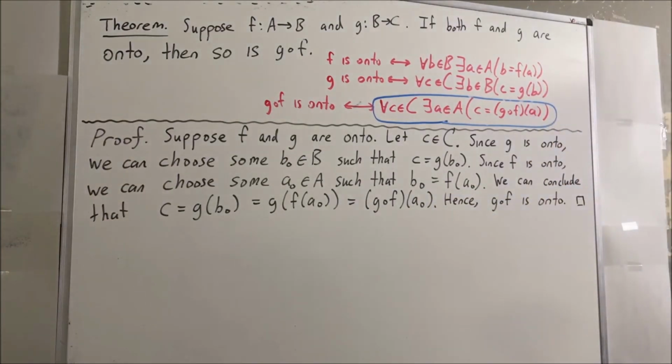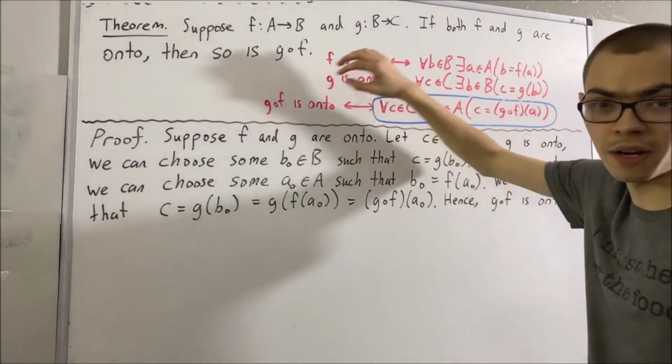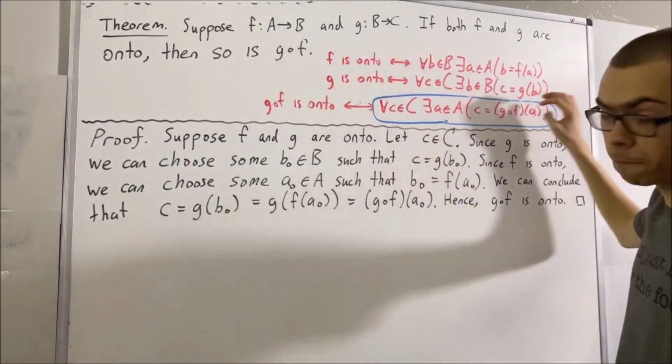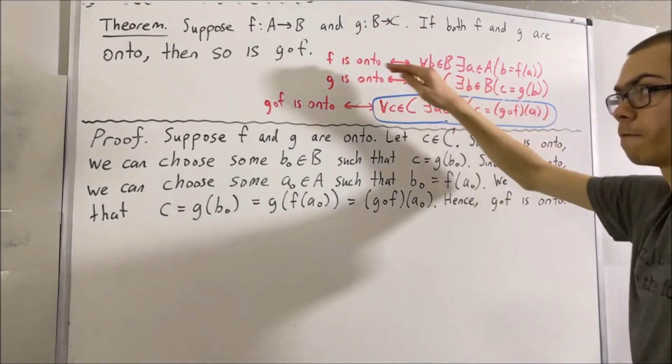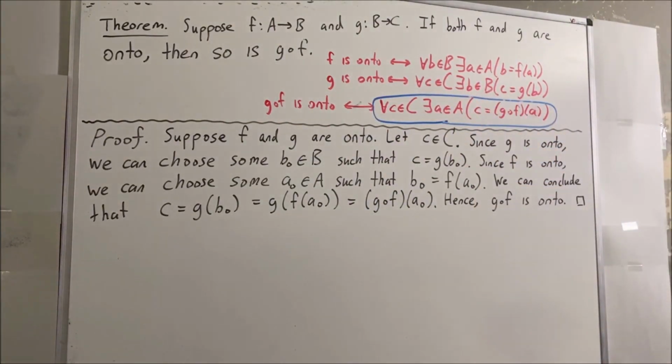And we are done. That's pretty much the idea of how you would prove something like this. Technically, you didn't need to write up the stuff that I wrote up here. I just wrote it down so it could be helpful, so you could recall what it means for a function to be onto.